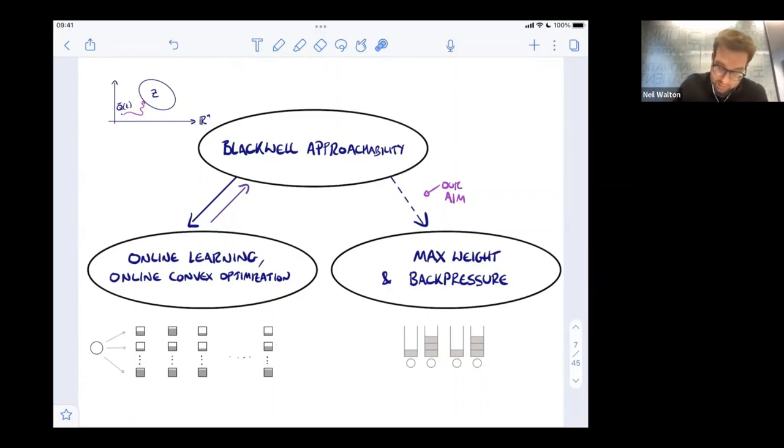The point I want to make is that there's also a connection between this Blackwell approachability result and some well-known algorithms that Turing people like as well. So I'm going to talk a little bit about those Turing models as well. Okay.